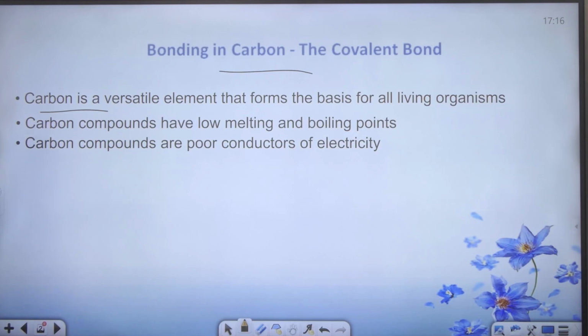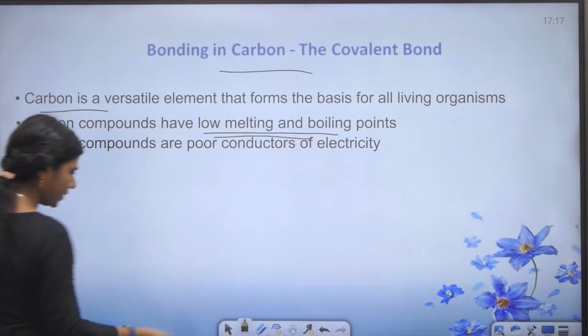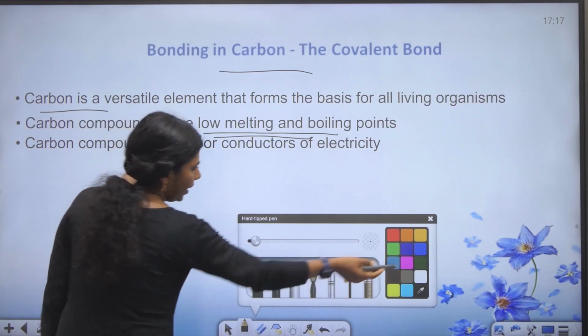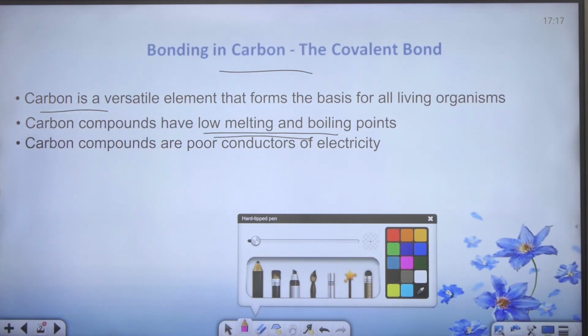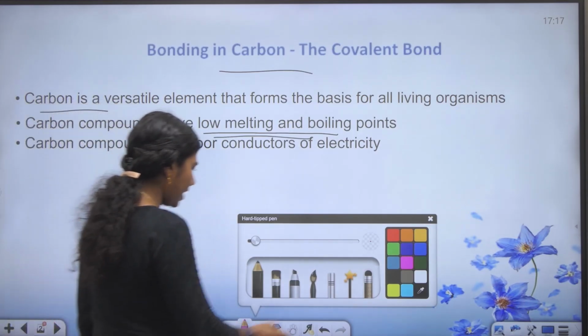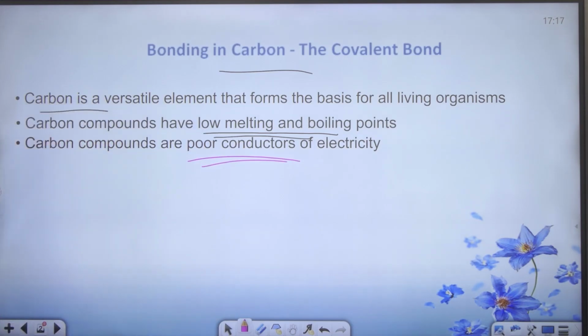Carbon compounds have very low melting point and boiling point. And carbon compounds are poor conductors of electricity. These are some common properties of carbon compounds: low melting point, low boiling point, and poor conductivity of electricity.